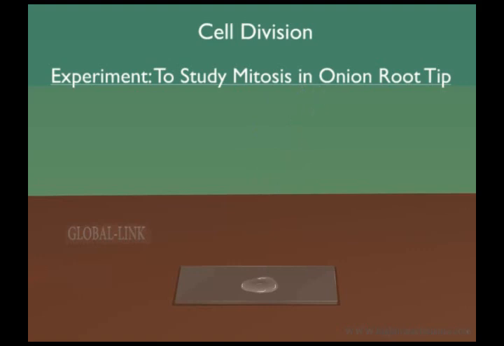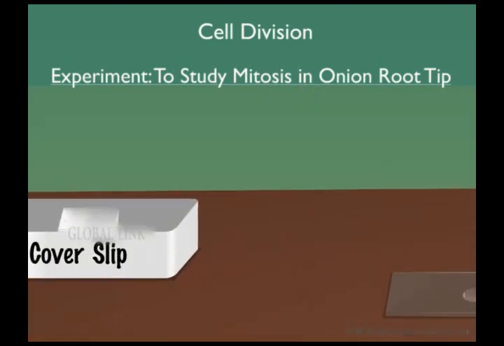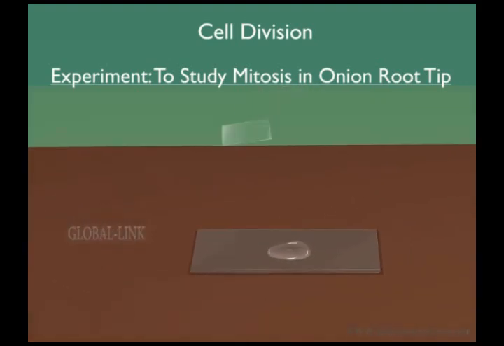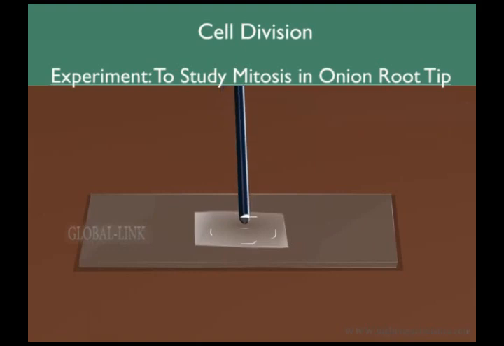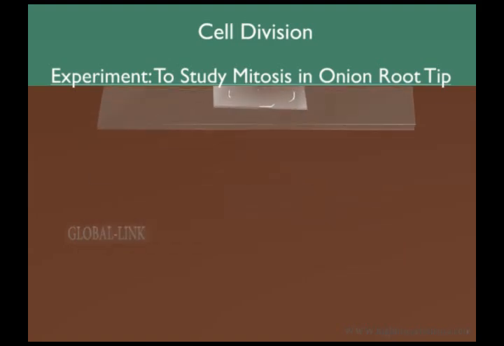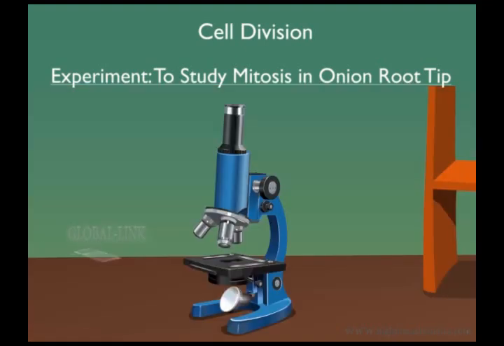Then pour 2 to 3 drops of water on the root tip and mount a cover slip using a needle. Now slowly tap the cover slip so that the meristematic tissue of the root tip below the cover slip is properly squashed and spread as a thin layer of cells. Now place the slide on a microscope and observe the different stages of mitosis.